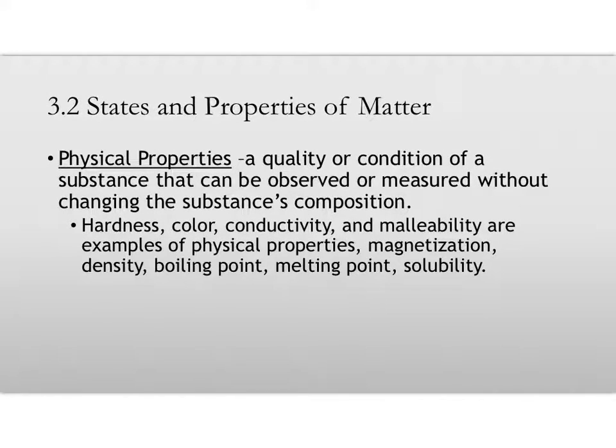All right, so now we're on to physical properties and physical changes, chemical properties and chemical changes. Physical properties are a quality or condition of a substance that can be observed or measured without changing the substance's composition. For example, there's hardness, color, conductivity, and malleability, and there's a whole bunch more. You can measure these without changing it.